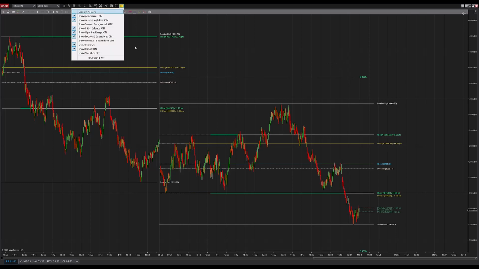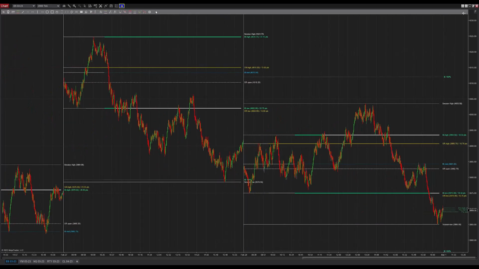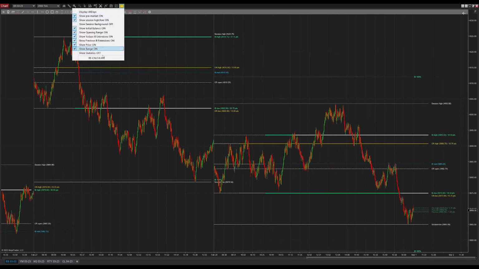Okay, so am I through the list here? So that's the IB extensions on or off. The previous IB extensions, if you wanted to see those as well, it's another option for you. I'm going to go ahead and take those off. Do I want the prices or not, or just the levels? Right. I typically will keep the prices on. Show the range if you want it. Right, what the range of the IB is.